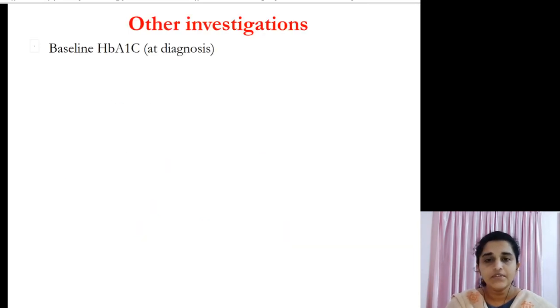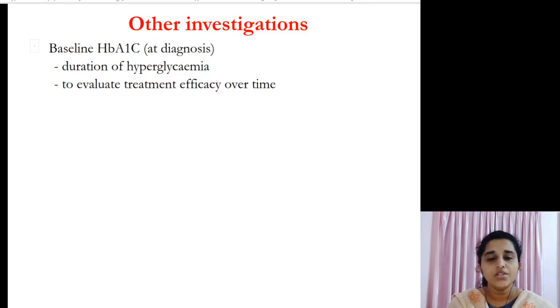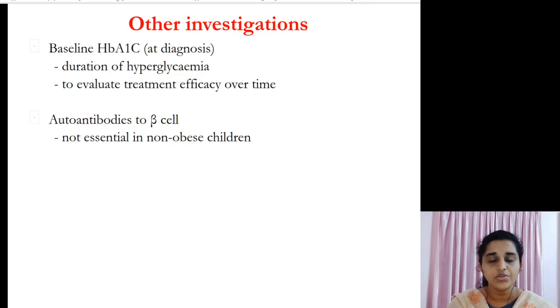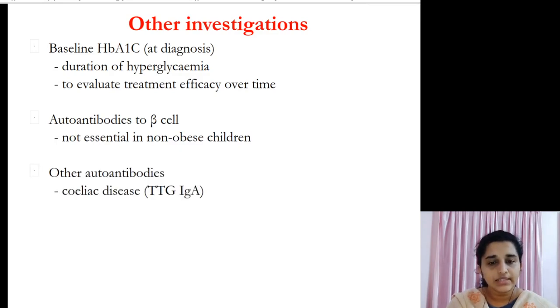The other investigations: baseline HbA1c. This investigation helps to understand the duration of hyperglycemia and to evaluate treatment efficacy over time. Then autoantibodies to beta cells, other autoantibodies like those for celiac disease or thyroid disease, TSH and TFT.